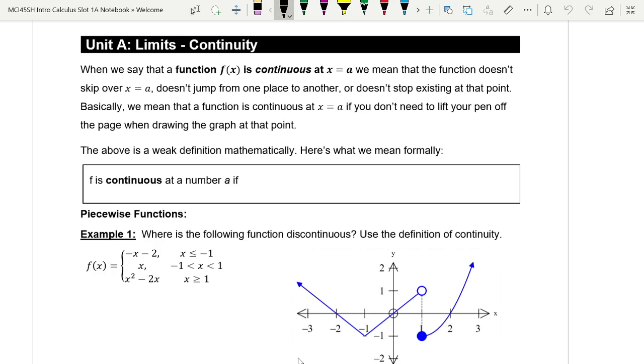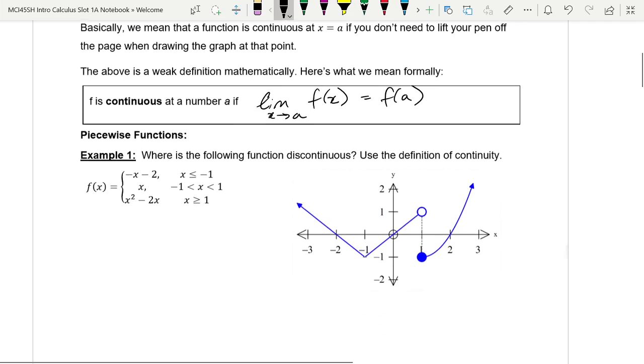Function f is continuous at number a if the limit as x approaches a of f of x is equal to f of a. So, in other words, when I plug a into the function, I should get the same value I get if I calculated its limit. And if that's true, then I'm continuous at that point.